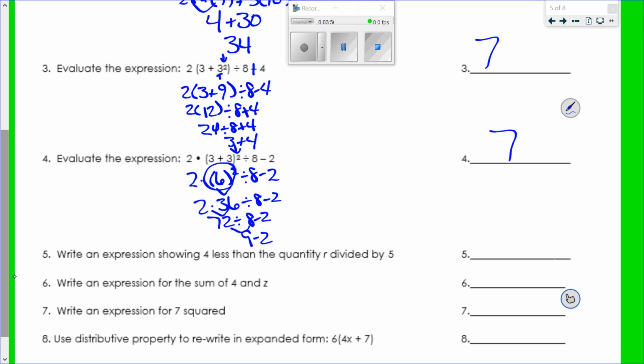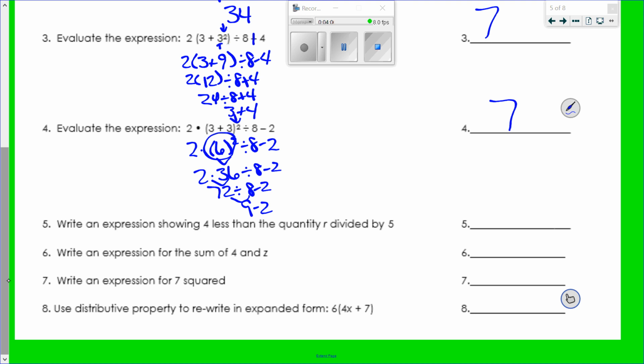Any question on the first 4? Okay, so let's keep going. Here's a really big, important term, expression. Is an expression an inequality? No, they are different, are they not? So if I have an expression and I see this symbol, is that an expression? No, it is not. So when I say 4 less than the quantity r divided by 5, less than is actually a flipping phrase, right?